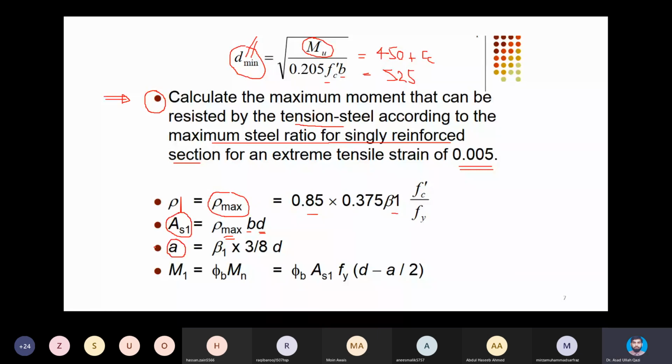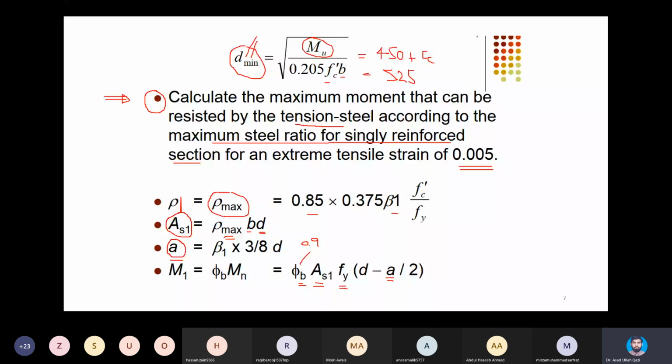If this is the area of steel based on rho max of singly, it means the uniform stress block depth of this cross section, which has the area of steel equal to rho max of singly, will be beta 1 times 3 over 8 d, because we know that when the strain diagram is 0.005 versus 0.005, the neutral axis will be at 3 over 8 d, c, and a will be beta 1 times 3 over 8 d. So I actually want to calculate, based on the rho max area of steel, which will definitely be at yield, how much resisting moment I can generate from this cross section, which although is shallow. I will put a subscript 1 with that.